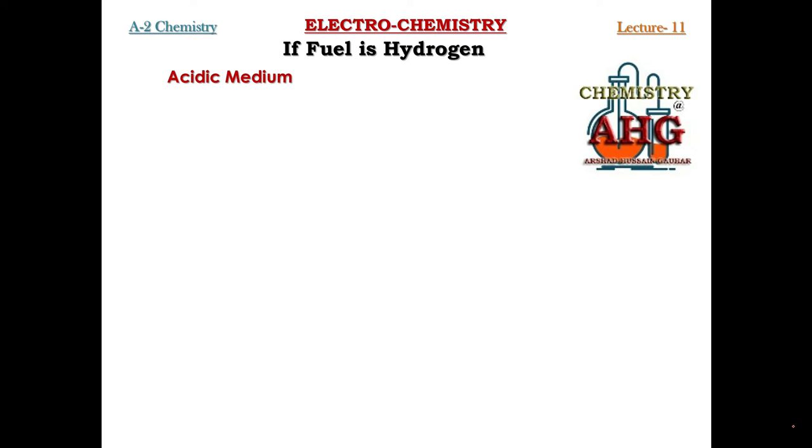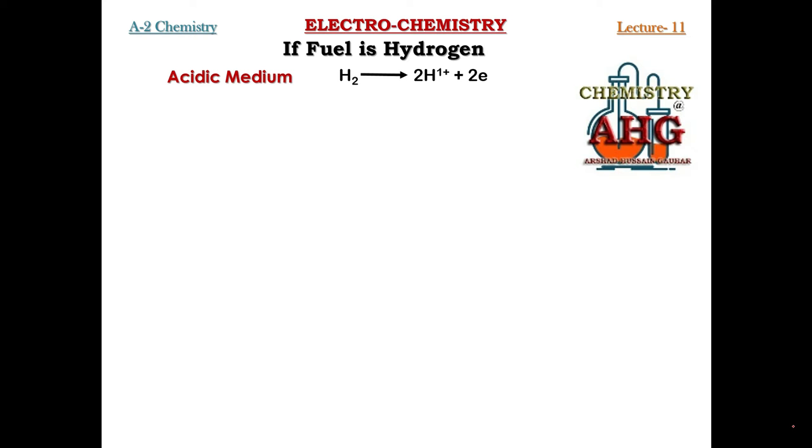Always oxidation of the fuel will take place. I have told you hydrogen gas, when it is oxidized, what happens to hydrogen gas at the anode? It is oxidized to hydrogen ions by loss of electrons. So what equation can you write down? You can write down H2 producing H+ ions by the loss of electrons. So this reaction takes place at the anode if the medium is acidic.